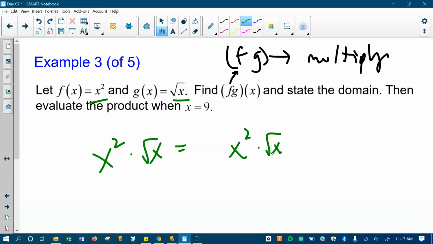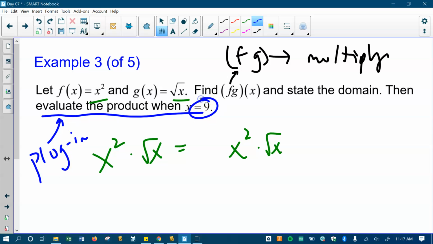Now there is one other thing you could do to it. I'm not going to tell you what that is because it's not worth our time. So that's all for the times. That was an easier one. Let's go and do the evaluate. Remember, evaluate again means just plug in a 9 to your answer. So when x equals 9, we'll get 9 squared times the square root of 9.